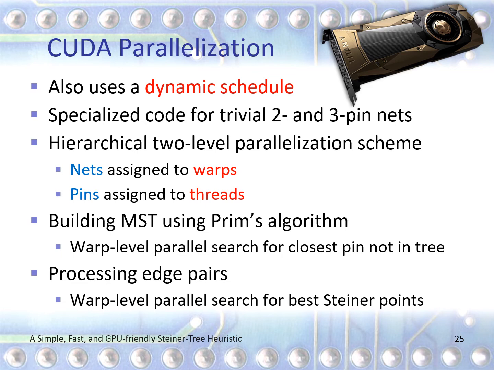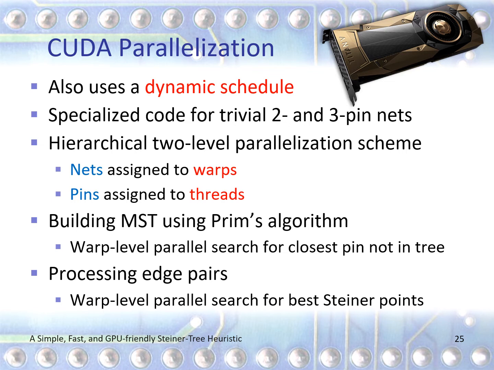We saw poor performance with parallelization across nets in CUDA. Because of this, we parallelize things a little bit differently than our OpenMP code. While we still use a dynamic schedule, we included specialized code for the 2 and 3 pin nets because they can be done extra fast using machine instructions as mentioned earlier. We parallelize the net list by dividing the nets up between the warps and assigning the pins in the nets to the threads in the warp.